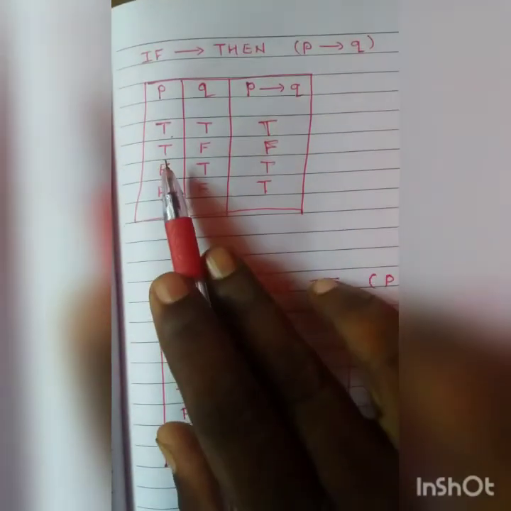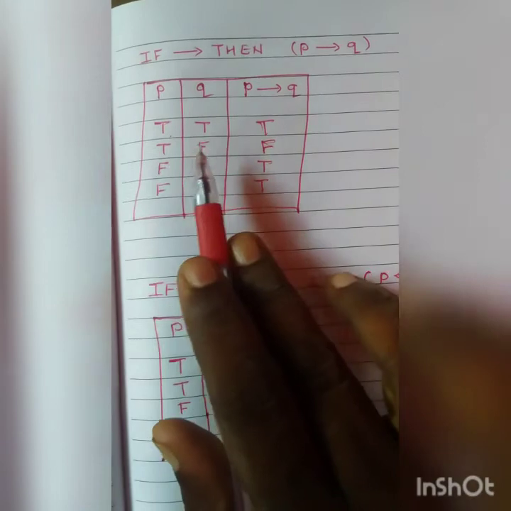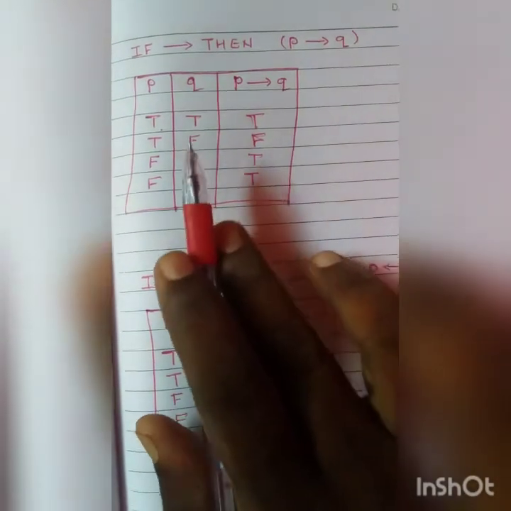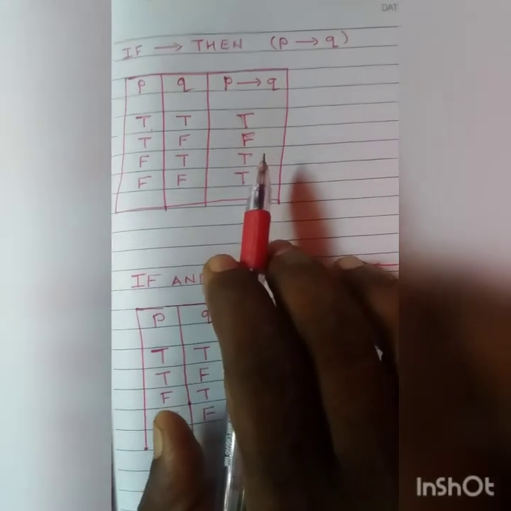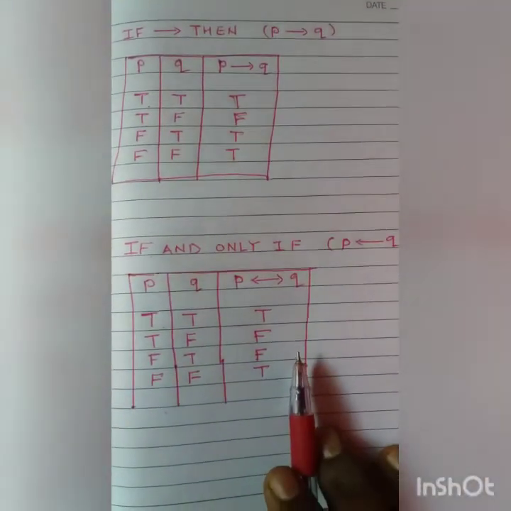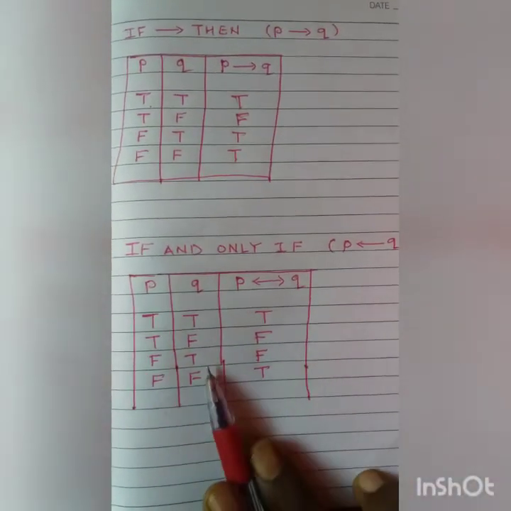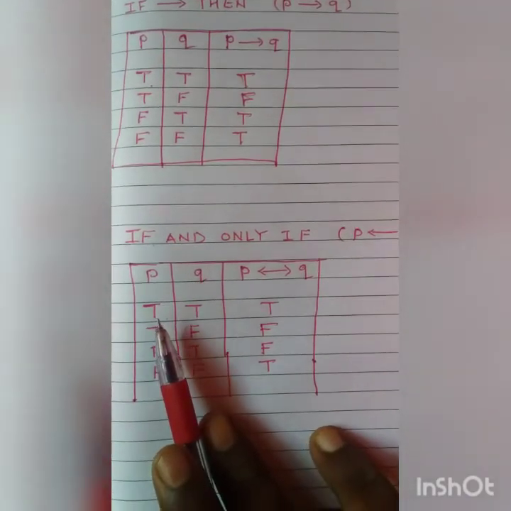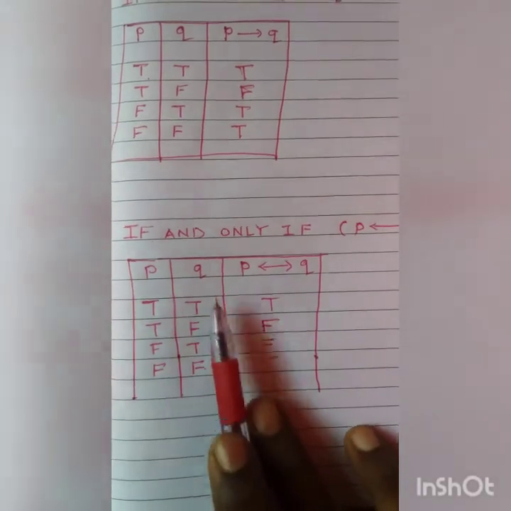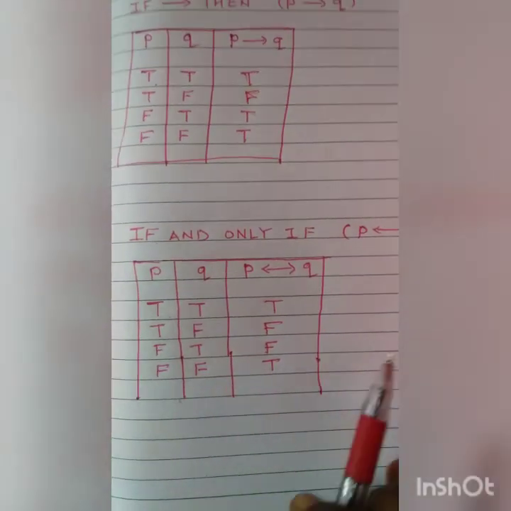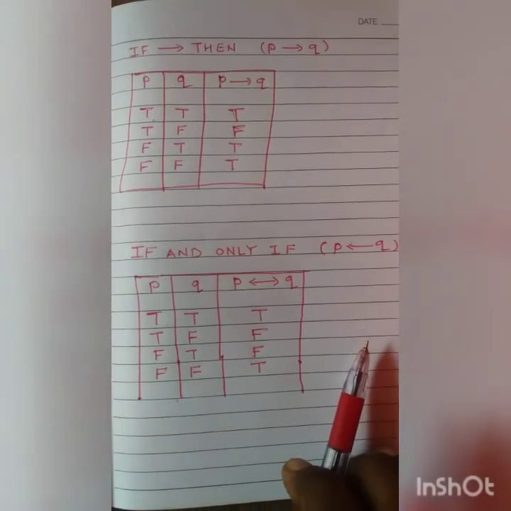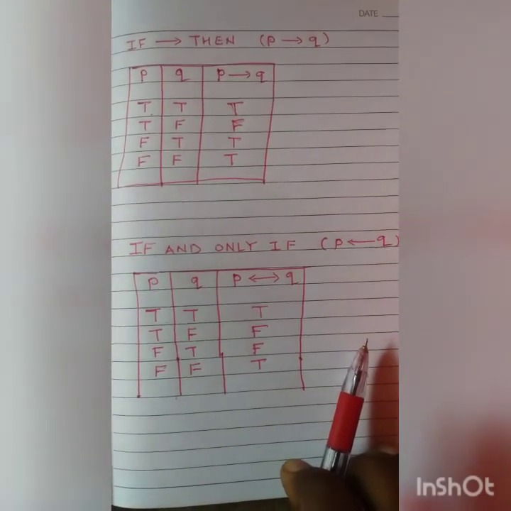Conditional is false if first is true and second is false, otherwise it is true. And biconditional is true if both statements have the same truth value, that is TT or FF. So this is how you remember the entire concept of truth value. Okay.